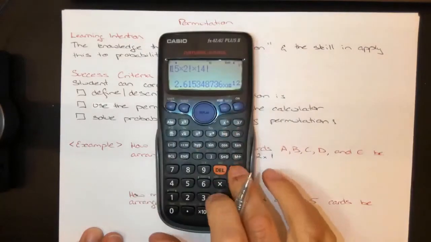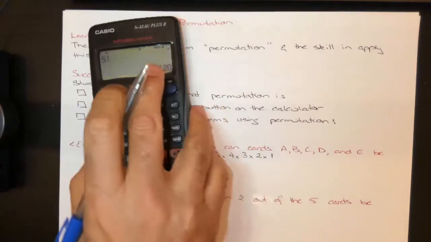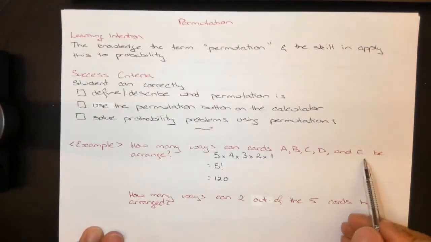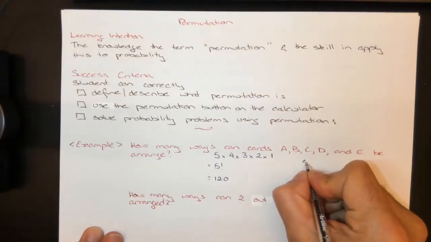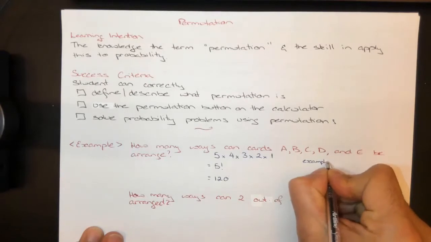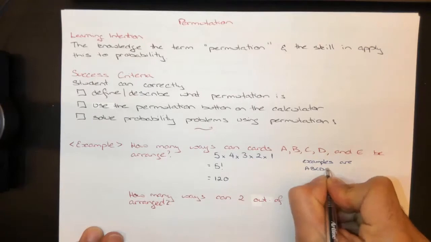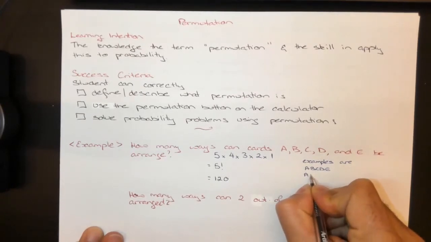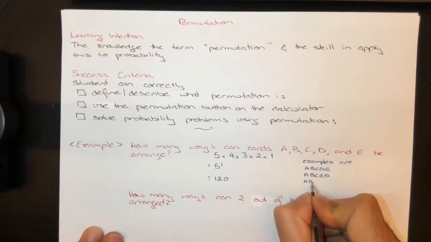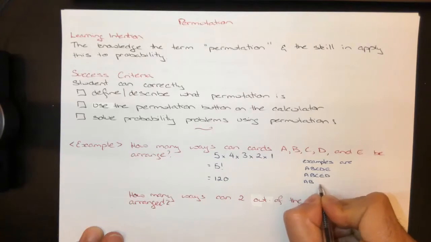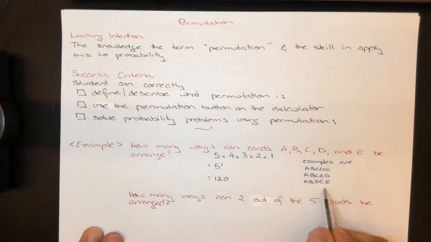So we can type in 5 factorial. So there's 120 different possible arrangements for the 5 cards A, B, C, D, and E to be arranged. And some examples are A, B, C, D, E. We've got A, B, C, E, D. Got A, B, D, C, E. And so we've got 120 different possible outcomes for that.